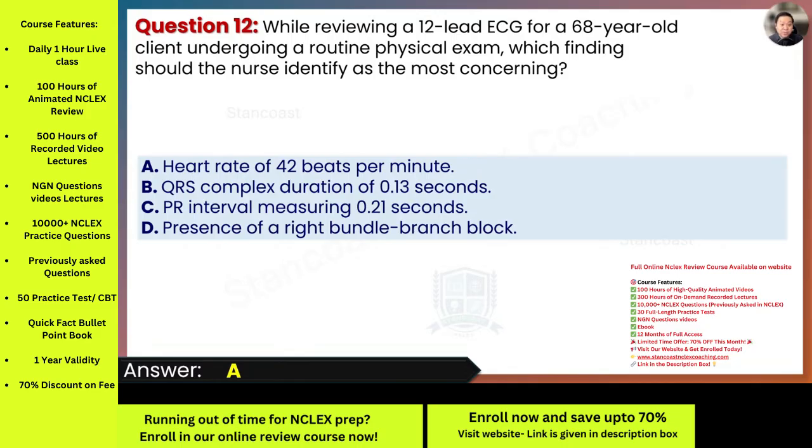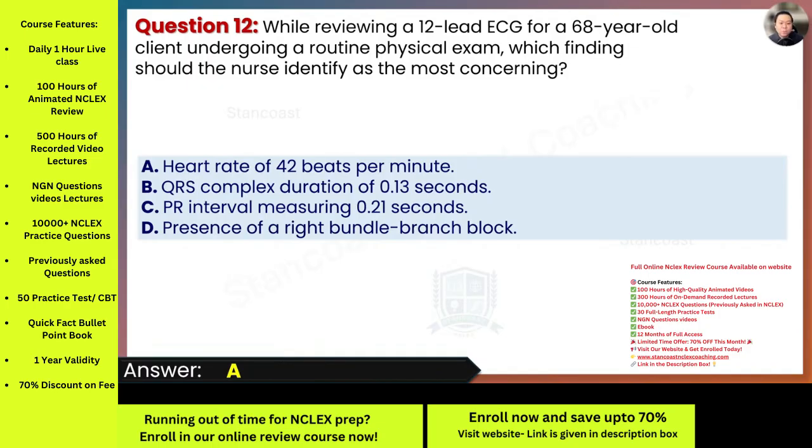It can worsen to more serious complications. And so that is why this is something that you should consider as the most concerning option for this case. Now, what about letter B, QRS complex duration of 0.13 seconds? Now, I want you to remember the QRS complex duration here is slightly prolonged, but this is not so alarming.